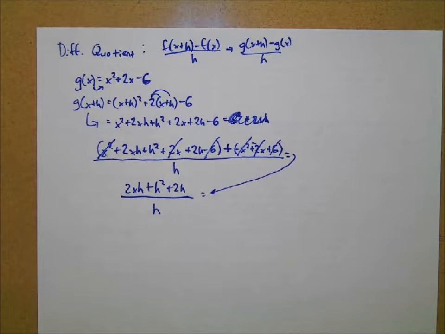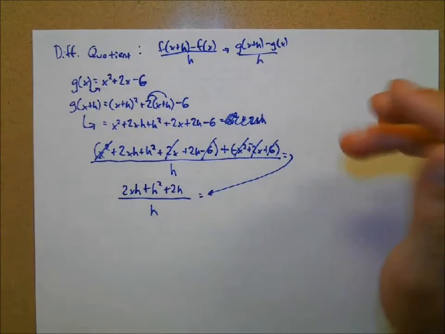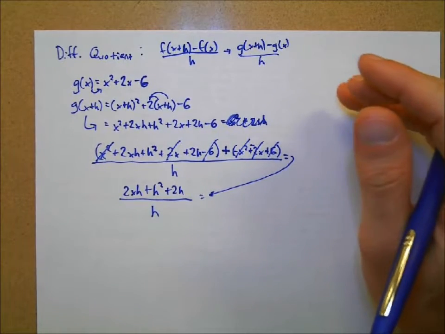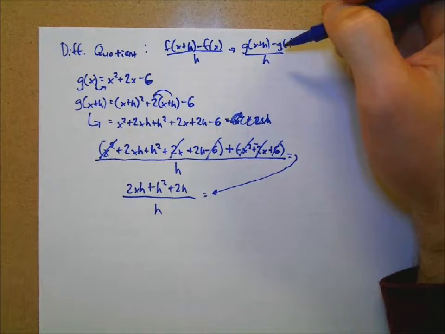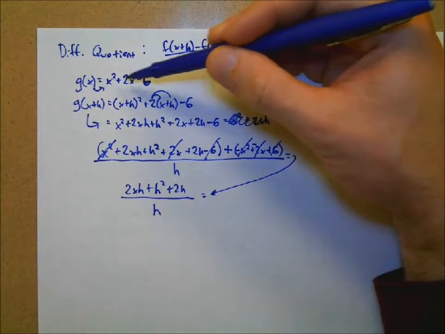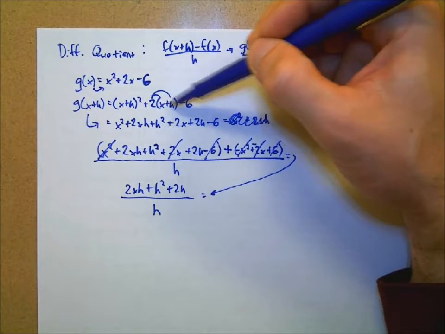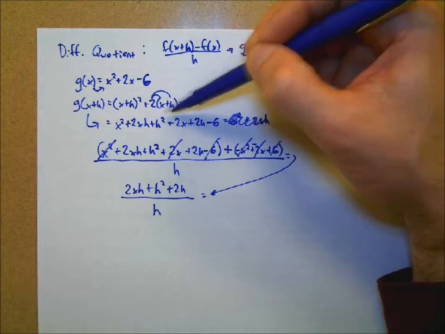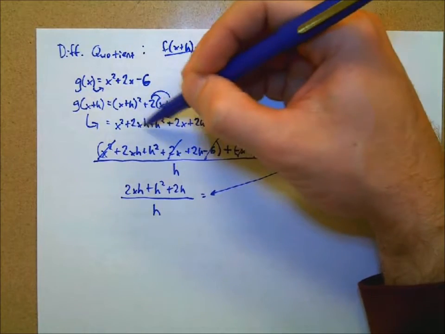Question: what did you do in the first couple of steps, up in here? Why is the 2 only going with one of the x plus h's? Correct. It's 2 times x in g of x, so g of x plus h would be 2x plus h. So the 2 only distributes to the x and the h right there. This x plus h gets squared, so that's where you get x squared plus 2xh plus h squared from.